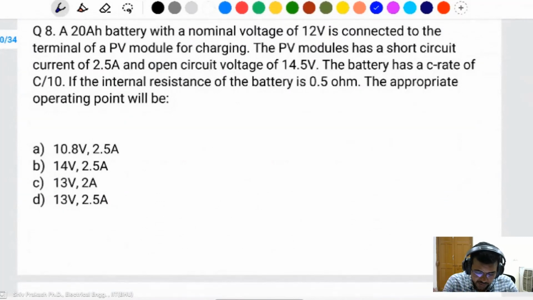A 20 Ah battery with a nominal voltage of 12 volt is connected to the terminal of a PV module for charging. The PV module has a short circuit current of 2.5 ampere and open circuit voltage of 14.5 volt. The battery has a C rate of C10. If the internal resistance of the battery is 0.5 ohm, the appropriate operating point will be? It will be directly connected in charging mode. Yes, for charging.